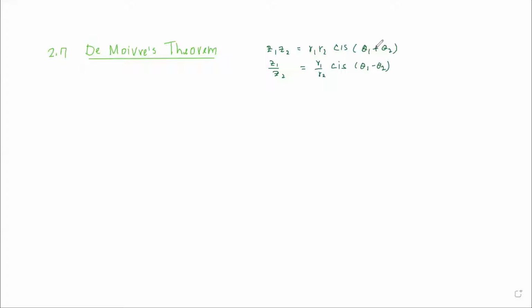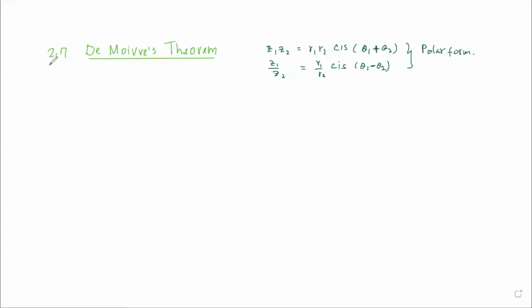So if you multiply, it's plus. See, this is a plus when they multiply. And if you divide, then this one is minus. The radius R, if you multiply, is going to be R1 times R2; if you divide, just R1 divided by R2. Okay, that's the previous formula. This one is called the polar form.